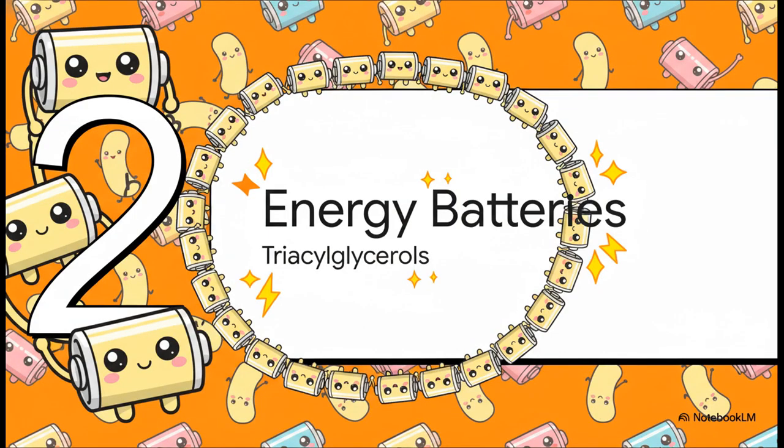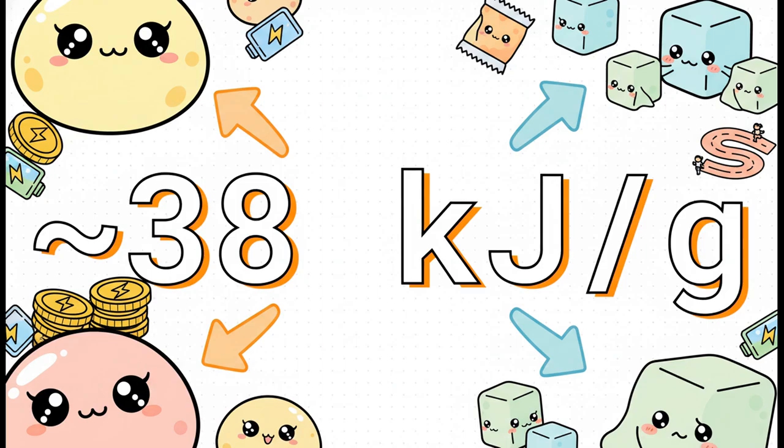All right, moving to part 2, nature's energy batteries, triacylglycerols. So how exactly does the body bundle these fatty acids for storage? Well, get a load of this number. When your body completely oxidizes triglycerides, which is our stored fat, it pumps out roughly 38 kilojoules of energy per gram. Compare that to the oxidation of glycogen, our carb storage. That gives us only about 6 kilojoules per gram. So gram for gram, fat gives you over 6 times the energy.